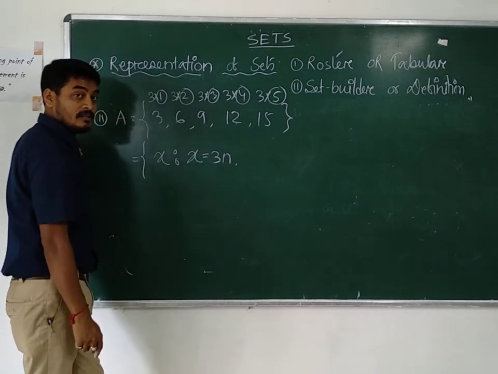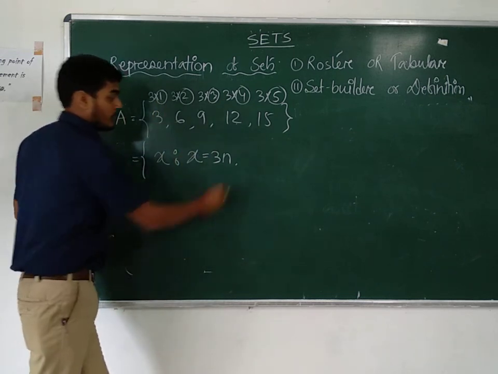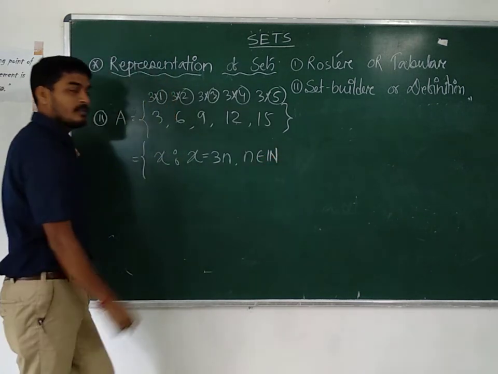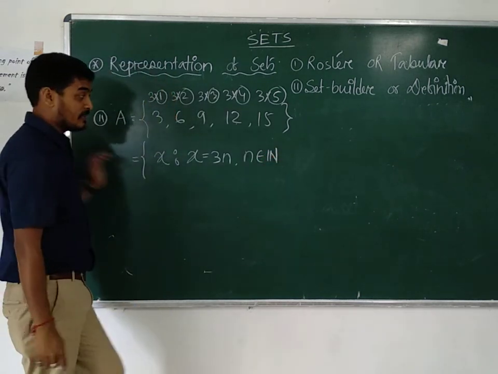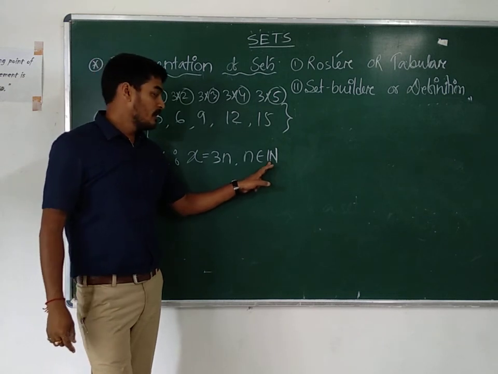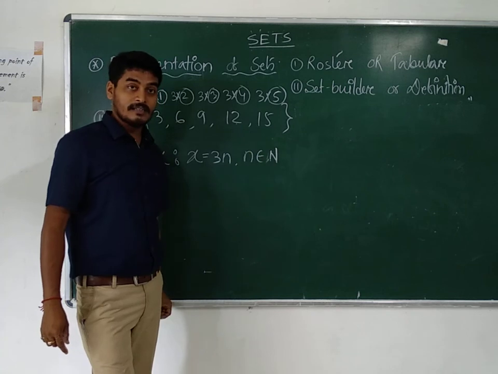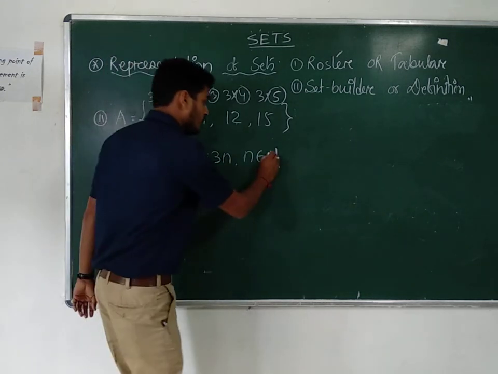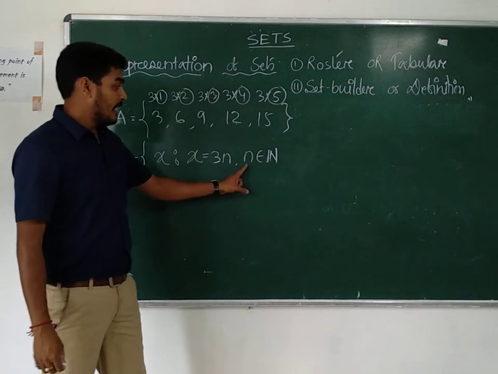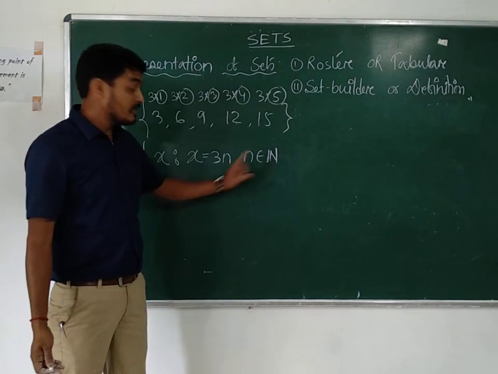N is, first of all, a natural number. It is a natural number, and the set of natural numbers is represented by the letter N. We cannot write it in bold form, so that's why I have written this one; this is nothing but bold letter N. So n belongs to N, the natural number set.